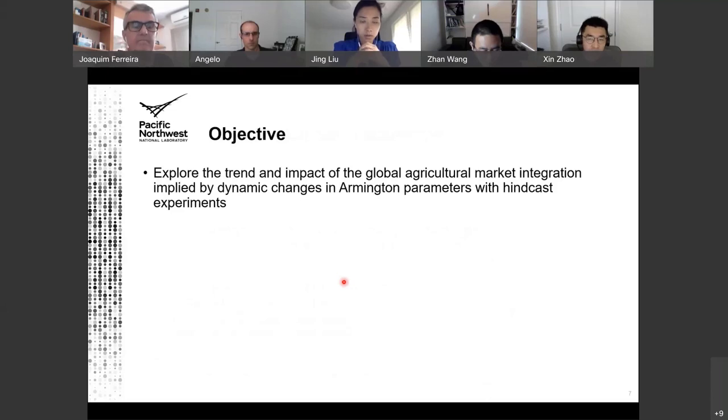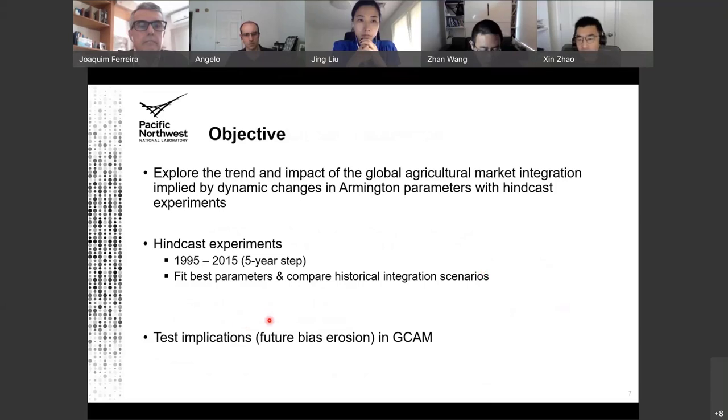Okay, so the objective in this paper is just to explore the trend and impact of global agricultural market integration implied by dynamic changes in Armington parameters using hindcast experiments. We developed this hindcast framework so we can run historical validation using data from 1995 to 2015 with 5-year time steps. And also we will fit best parameters for trade parameters and compare those integration scenarios to see the potential improvements there. And also we'll test the implications of incorporating this integration trend in the GCAM model.